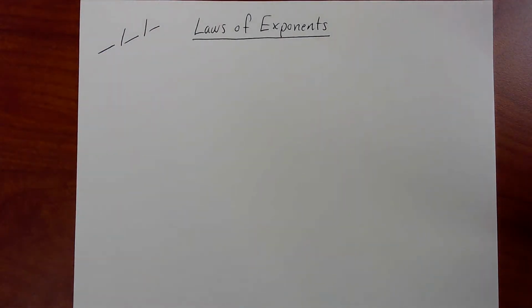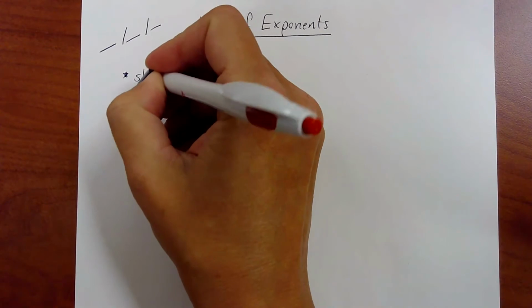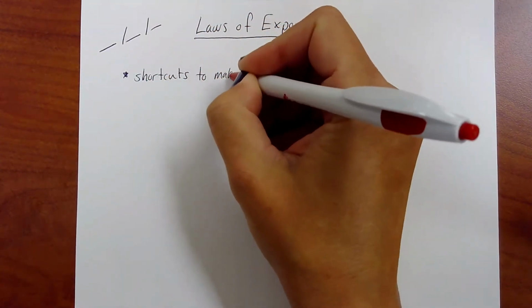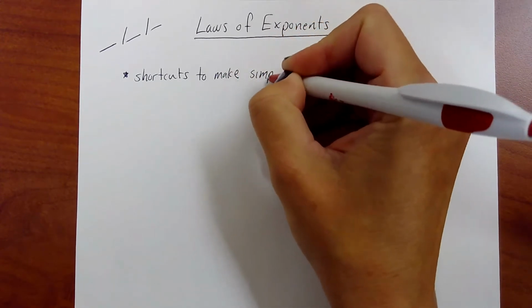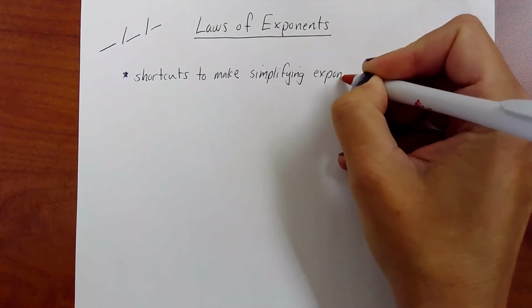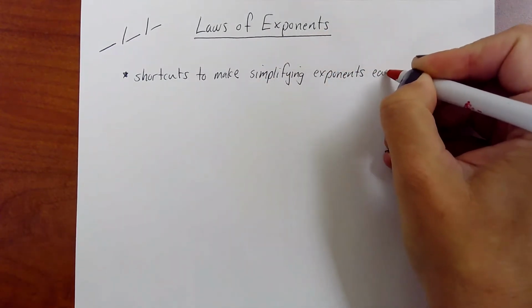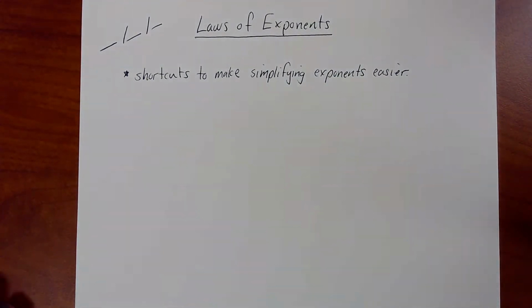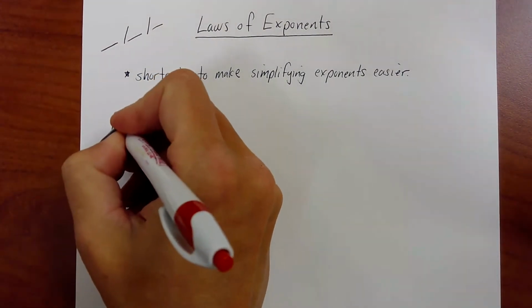Laws of exponents. So these are going to be rules that are really shortcuts to helping you figure out how to solve things when there are exponents. So let's write that down. These are going to be shortcuts to make simplifying exponents easier. All right, so they're just shortcuts to make simplifying exponents easier. All right, let's go right to the first one here.